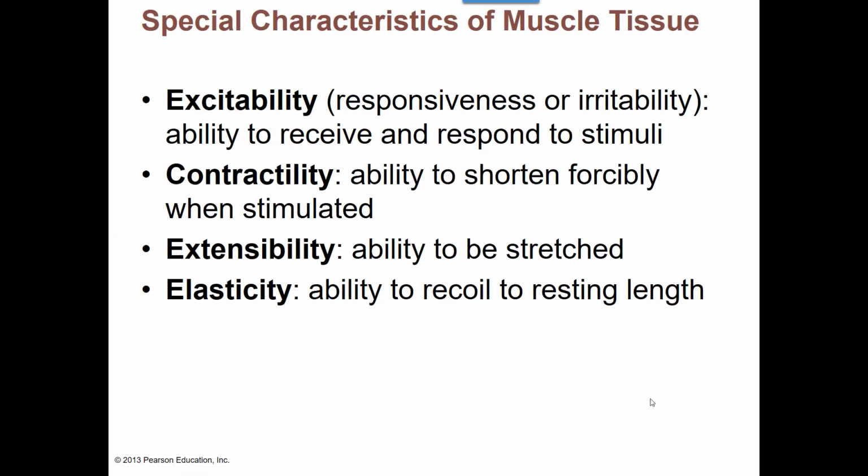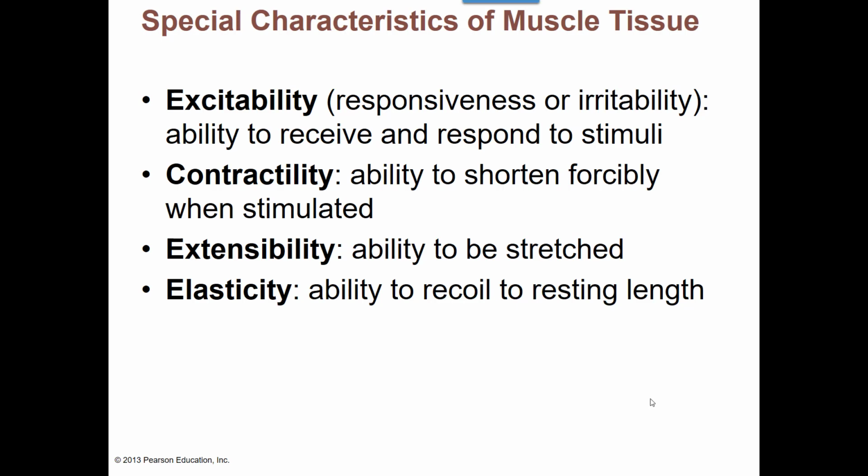Now, some special characteristics of muscle tissue. One, they're excitable, which means they can respond to something. They can receive and respond to stimuli, generally some type of nervous system stimuli, some type of ions that are moving around. Those are charged particles. They can also contract. They can shorten forcefully when they're stimulated. No other tissue can shorten when it's stimulated.